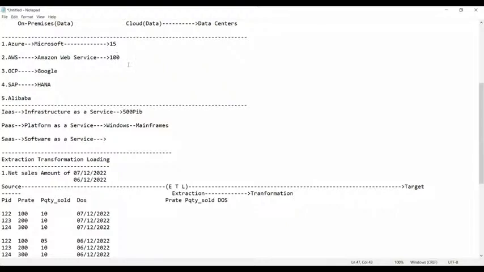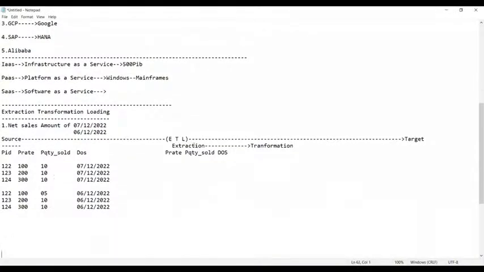Okay, sorry guys, it got disconnected. Okay, everyone, just have a look. We were discussing this. Can you see here? The first part is extraction. Out of all this, we require to pull in the product rate, product quantity sold, and DOS. The date of sales is required in the process of extraction.